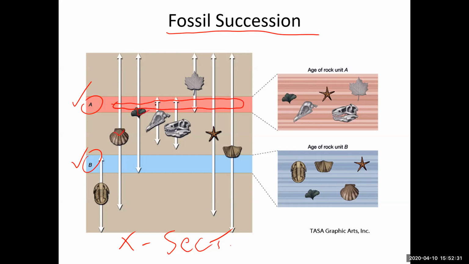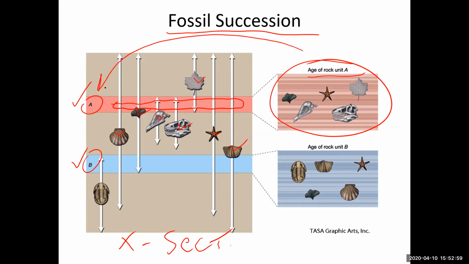This one, and this one, and this one. That's the fossil content of layer A. And so the cool thing is, once we've established that this is the fossil content of layer A, it means that anywhere else on Earth, if we find a sedimentary rock layer with those same fossils, it allows us to say that that other sedimentary rock layer is approximately the same age as layer A.